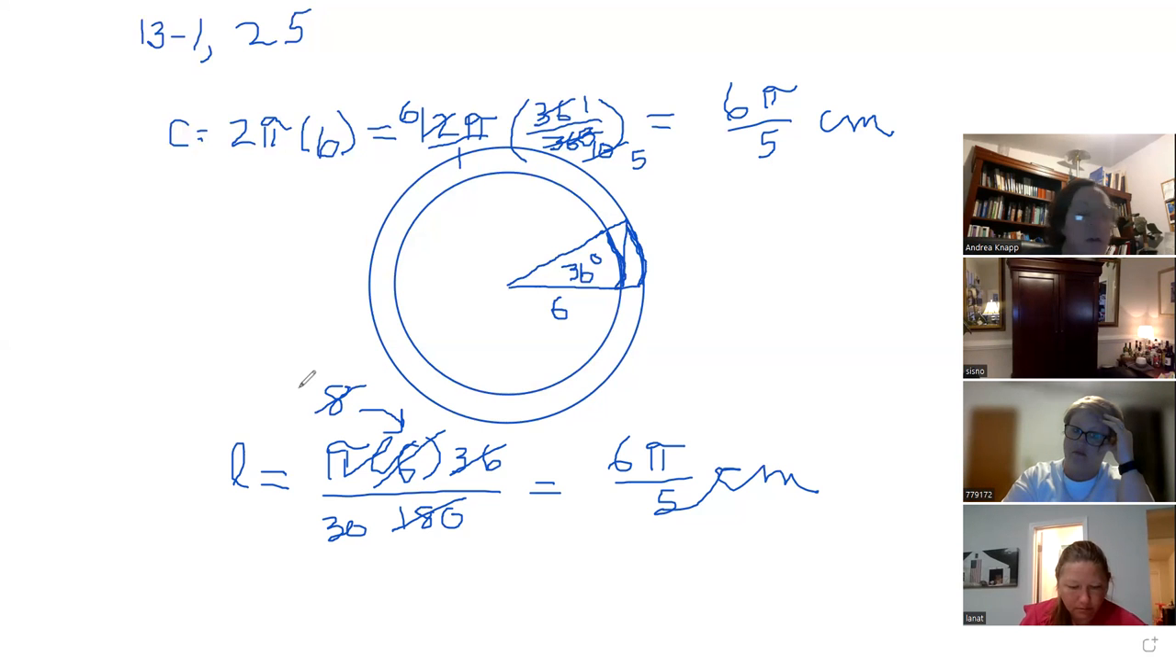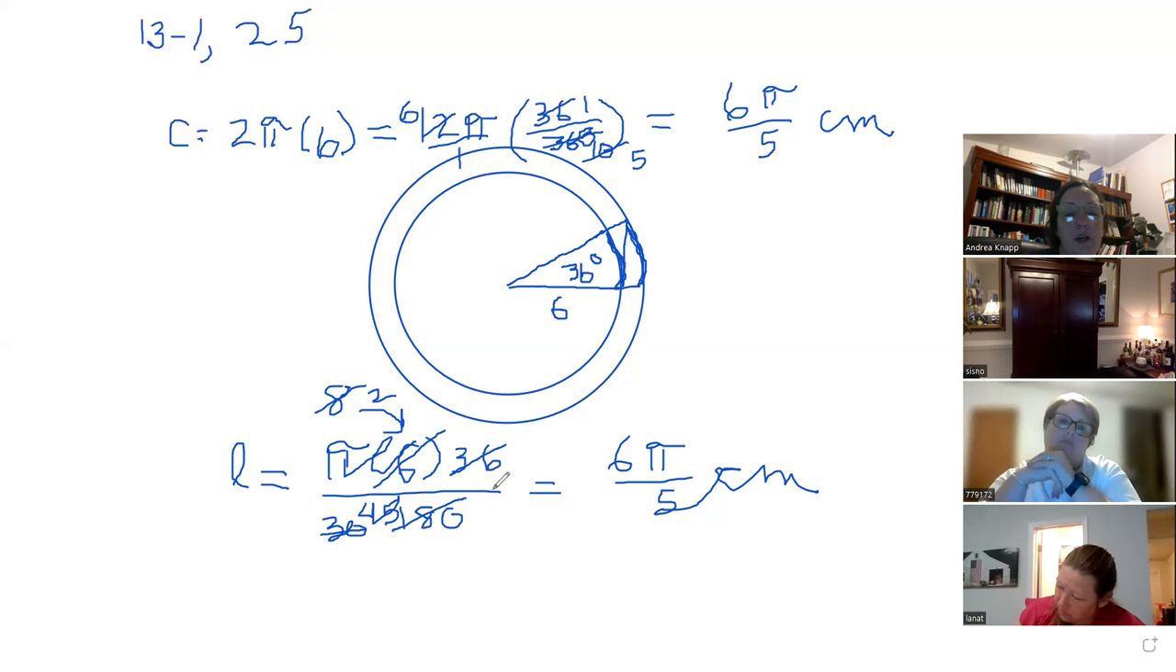Are these supposed to be both divisible by 4? Let me see. Yeah, 180 is divisible by 4. It would be 45, and we're dividing it by 8 instead of by 6. 8 divided by 4 is 2. So now we have 2 times 36 over 45.